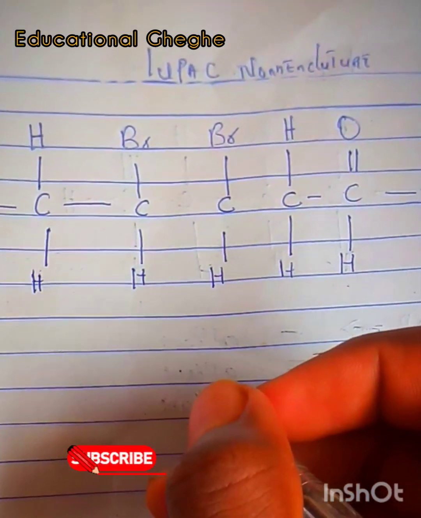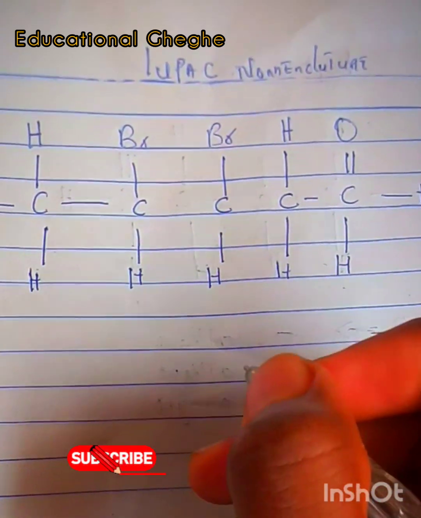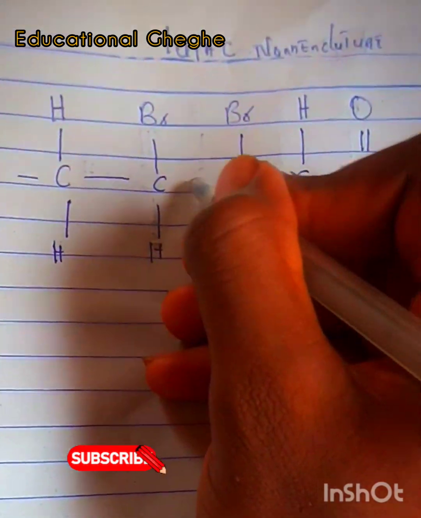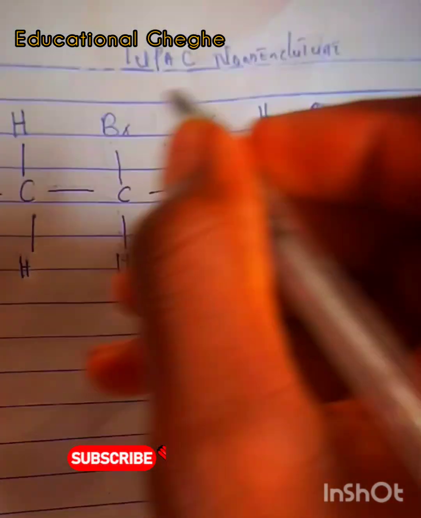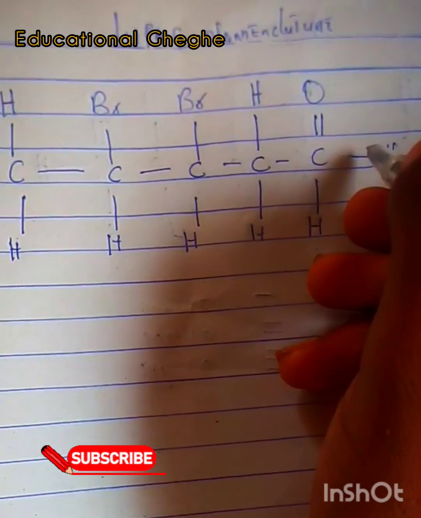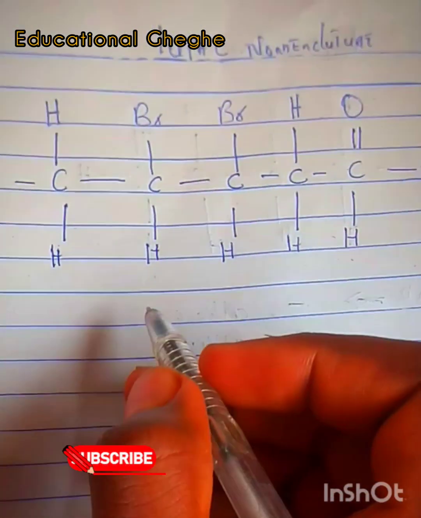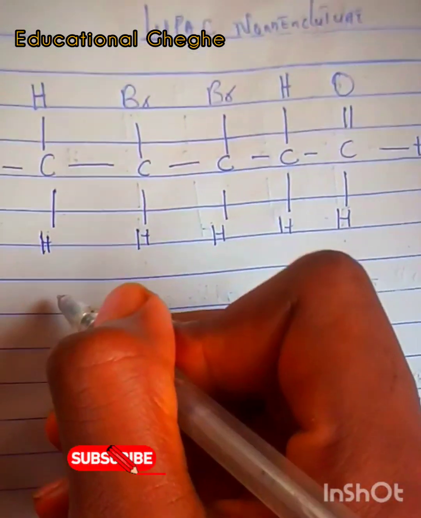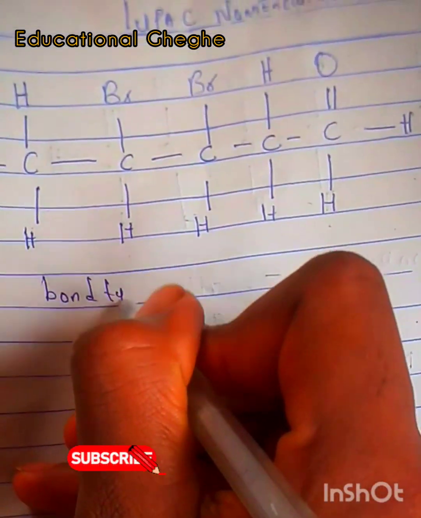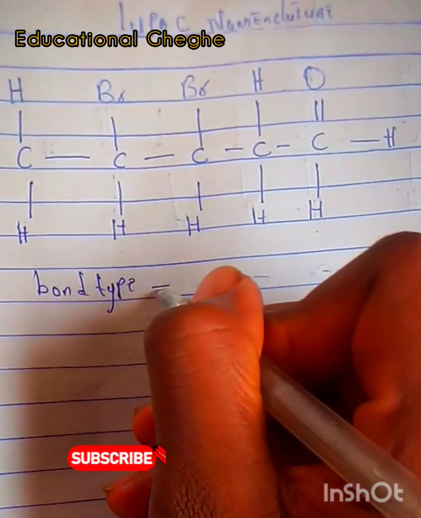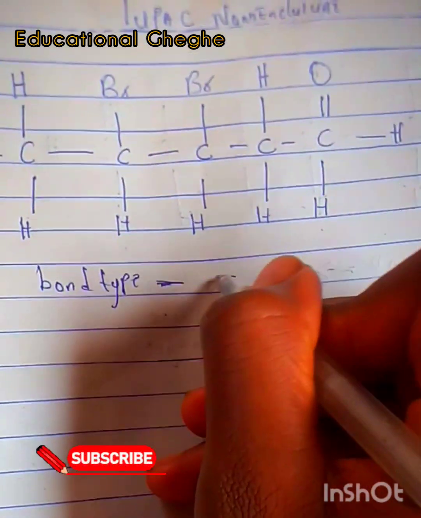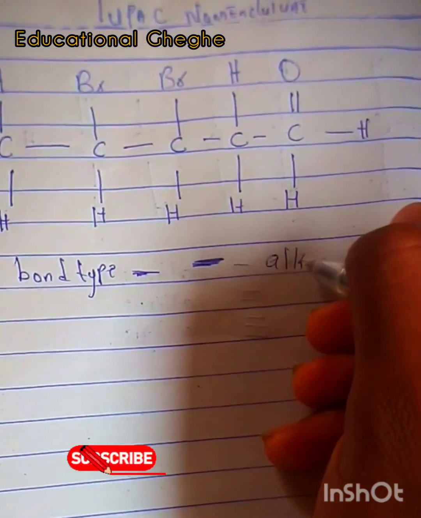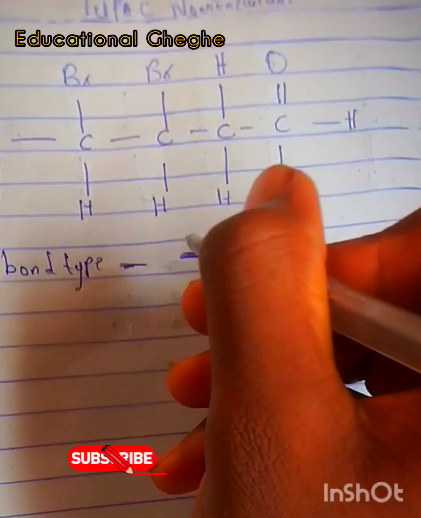Number one, you have to know the bond type. You have to understand what bond is in this equation. As you can see, this is a single bond, single bond, single bond, single bond, single bond, and single bond. Now, when you come across a single bond, it is a saturated hydrocarbon. A single bond are the alkanes. The alkanes are the ones that have this single bond.